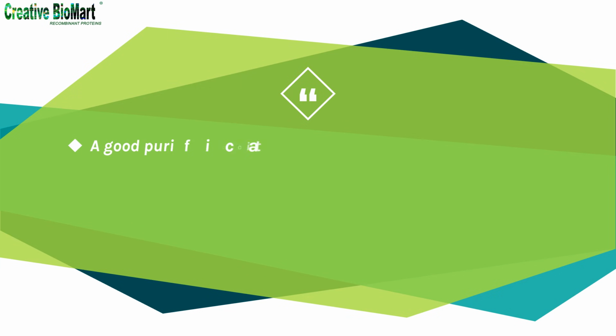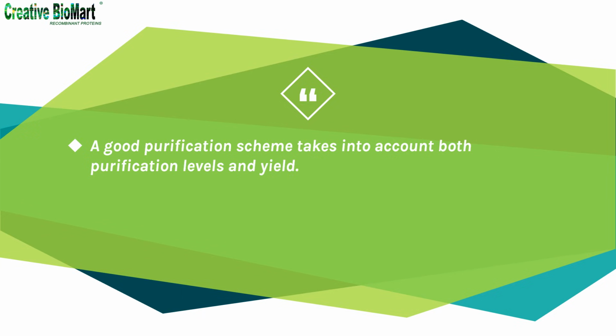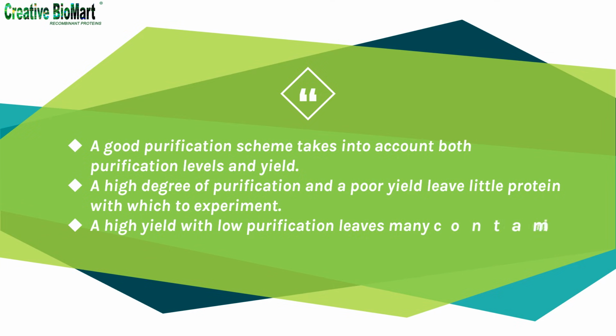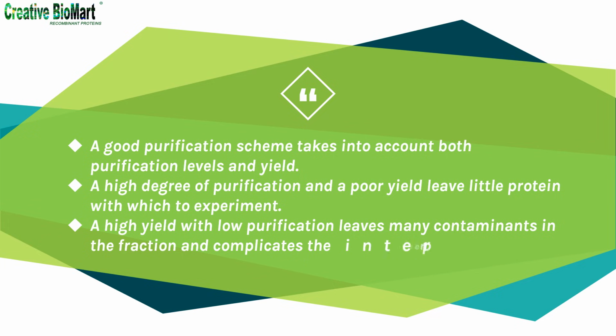A good purification scheme takes into account both purification level and yield. A high degree of purification and a poor yield leave little protein with which to experiment. A high yield with low purification leaves many contaminants in the fraction, and complicates the interpretation of experiments.